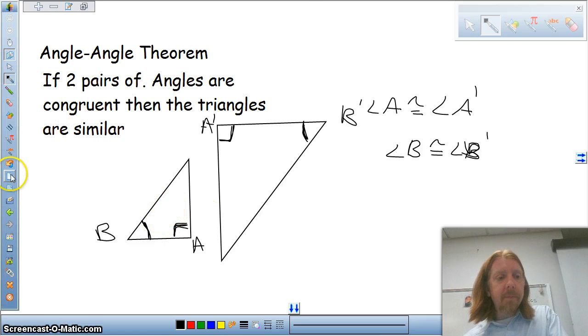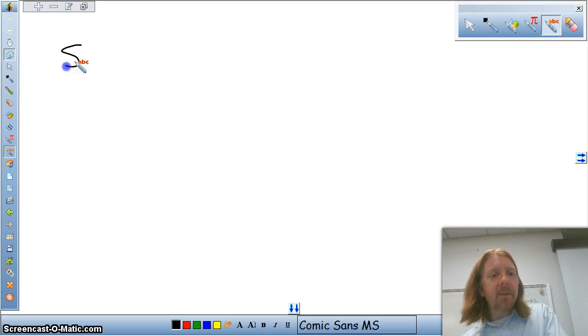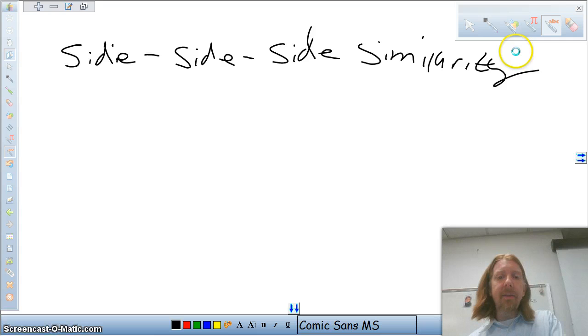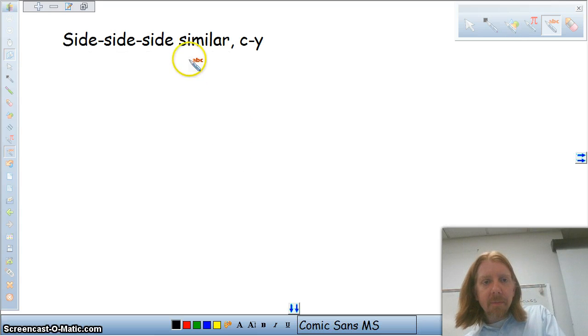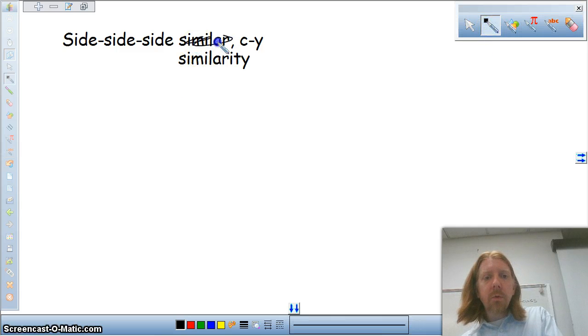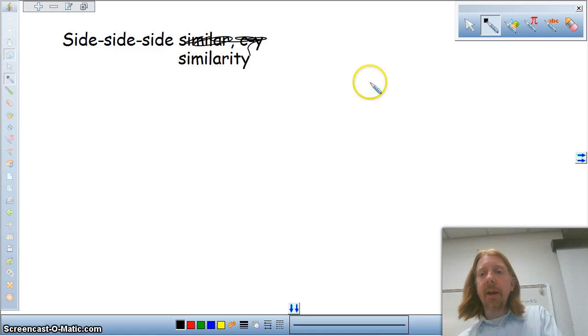The second theorem that establishes that these are going to be similar is the side-side-side similarity. Now what this says is that if I have all three pairs of sides proportional, then I can conclude my triangles are going to be similar. So I'll write that down.